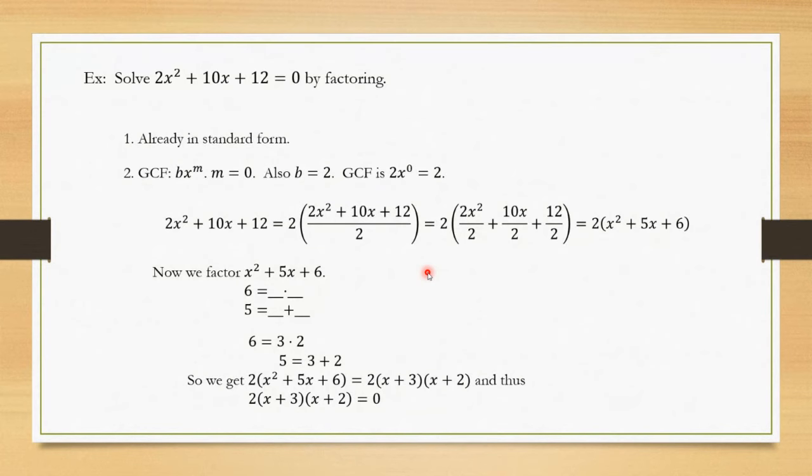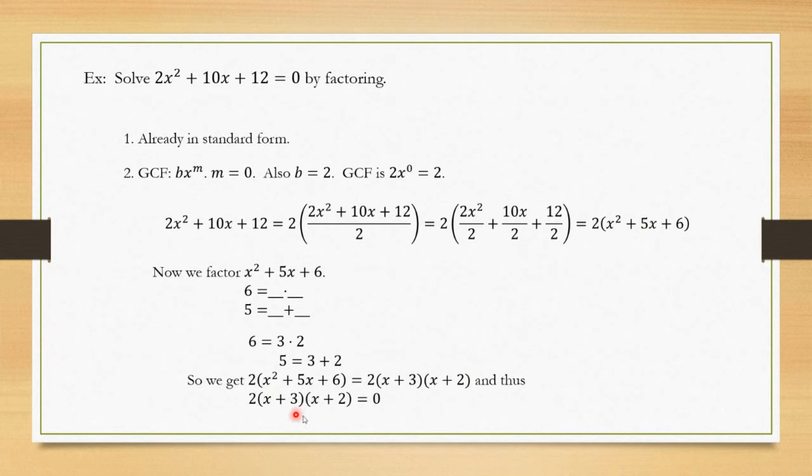Okay, so 3 and 2 are the numbers, and because they are the numbers, right, we have this. x squared plus 5x plus 6 becomes x plus 3 times x plus 2. Okay, so we have x plus 3 times x plus 2. And so putting it all together, this is what we get. We have 2 times this product equal to 0. So now that we have factored it, that's our second step.